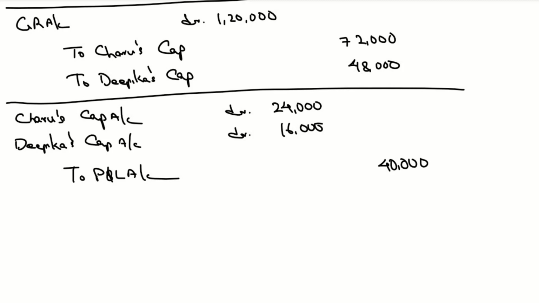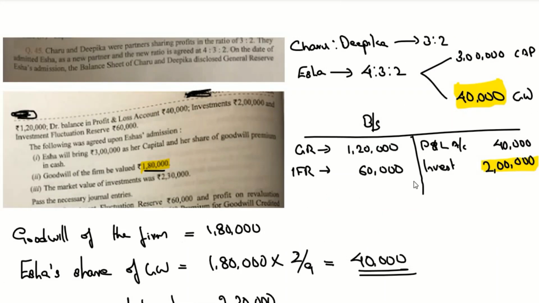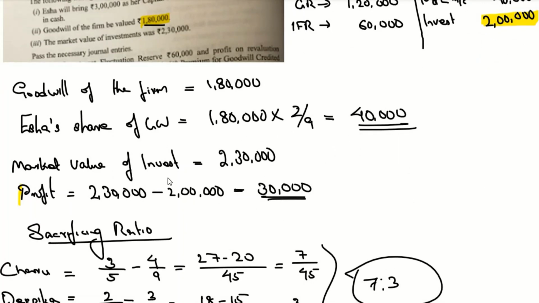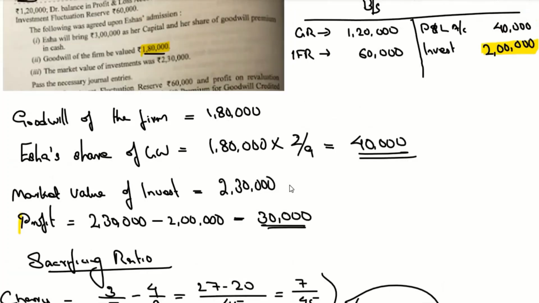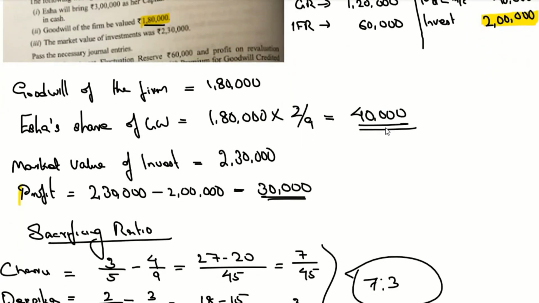Then we have the investment fluctuation reserve account. The investment fluctuation reserve account is 60,000, and the investment here is 2 lakhs, and we also have a market value of investment which is 2,30,000. We made a profit of 30,000. So here we have to increase the value of investment by 30,000. We have to write off the investment fluctuation reserve account to the partners' capital account.